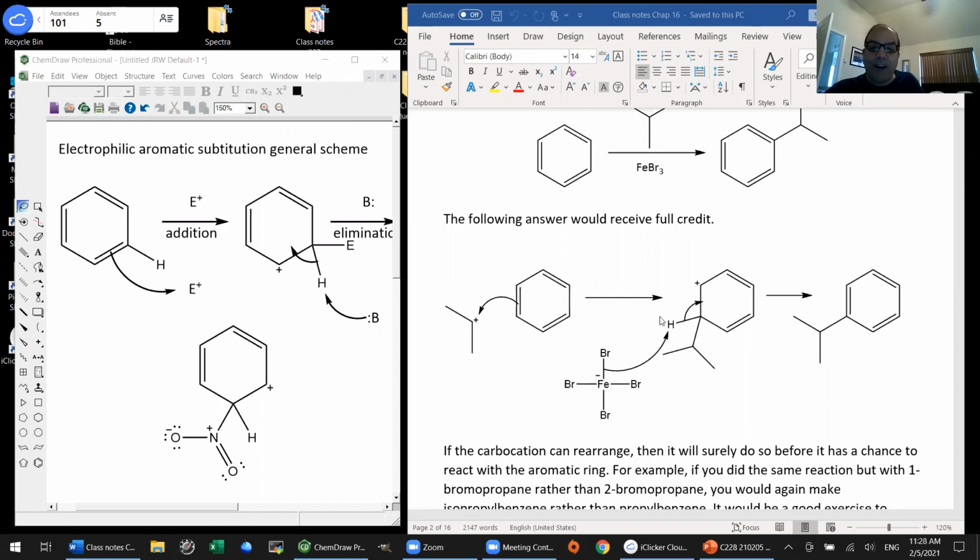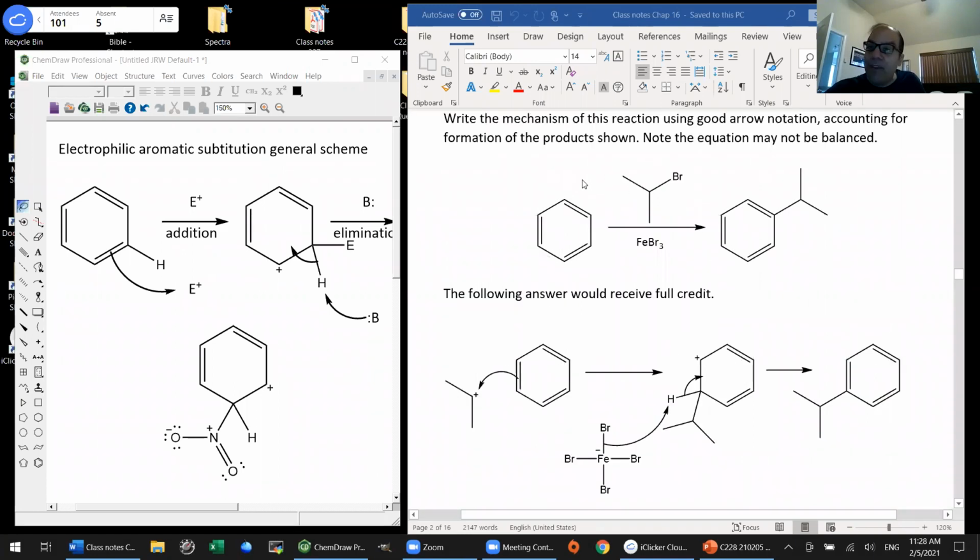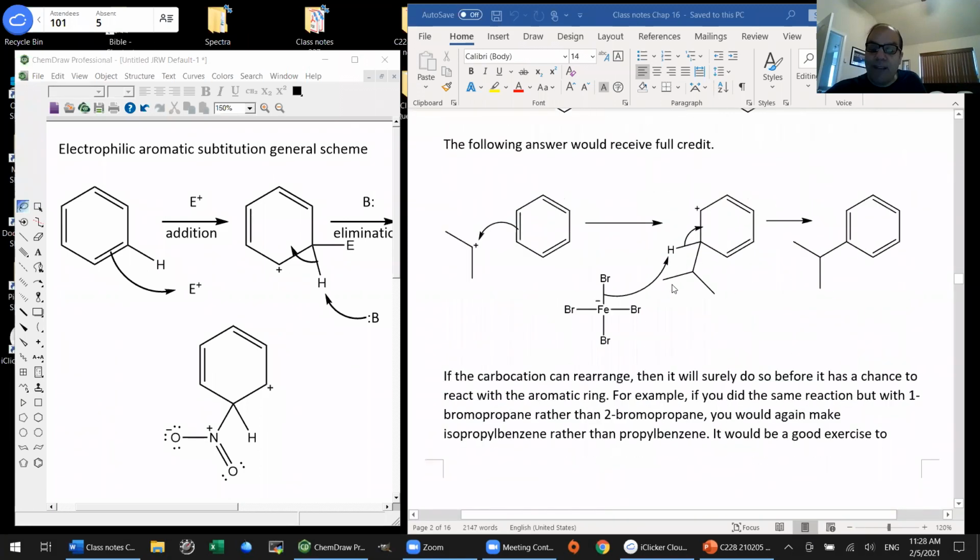Benzene will attack that carbocation. We get, again, this type of intermediate. It's a resonance stabilized carbocation. And then there's nothing else that can act as a base for us. There is no water. There is no protic solvent. Nothing like that's there. We can tell by what we're given. All we have is benzene and isopropyl bromide and iron(III) bromide. I don't see anything there that's strongly basic at all.